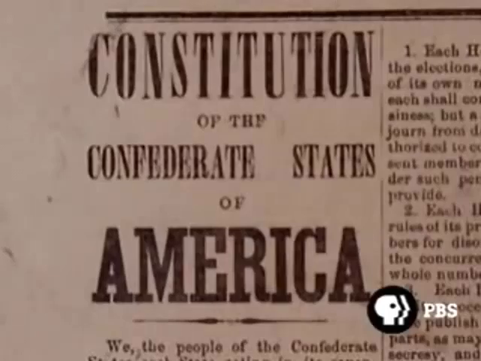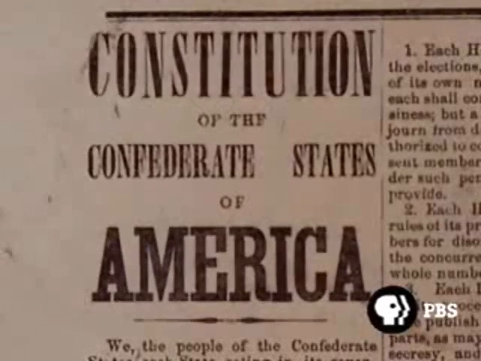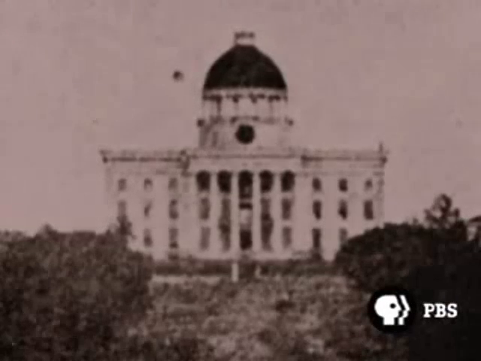The Confederate Constitution was almost identical to the United States Constitution, but it gave the president a line-item veto, a 6-year term, and it outlawed international slave trading.